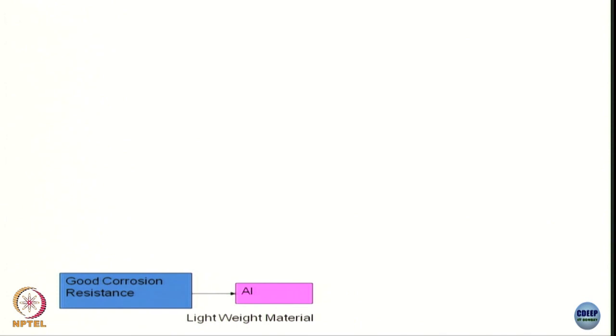So, let us look at this aluminum alloy. Aluminum is a light metal, and you have good corrosion resistance; it forms a stable oxide film in the atmosphere. So it is resistant to corrosion, that is a real good thing, but it has a low strength. Very, very pure aluminum, you know what is the strength of it? It can be 50 to 60 megapascals, so low, right.